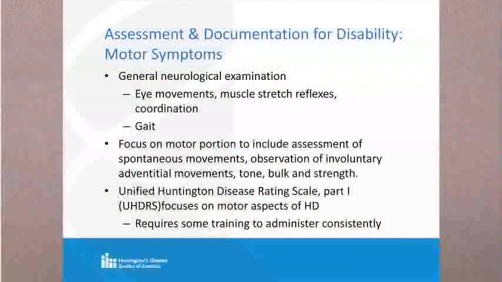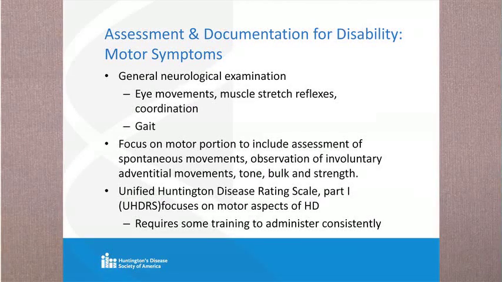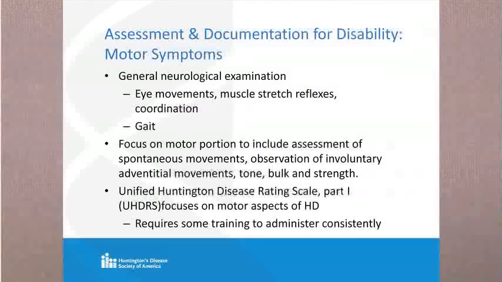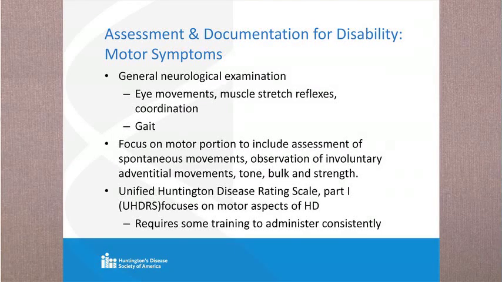In terms of assessing and documenting the motor symptoms, you want to focus on Huntington's disease, but you also want to include a general neurological examination. Eye movements are part of the Unified Huntington's Disease Rating Scale. Muscle stretch reflexes are not. Those can be dramatically increased in people with Huntington's disease. Coordination, again, is not part of the Unified Huntington's Disease Rating Scale, and people can have ataxia or incoordination.